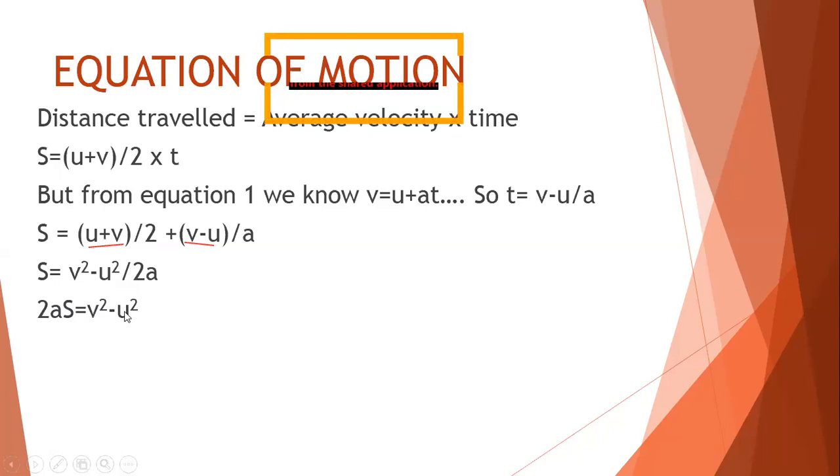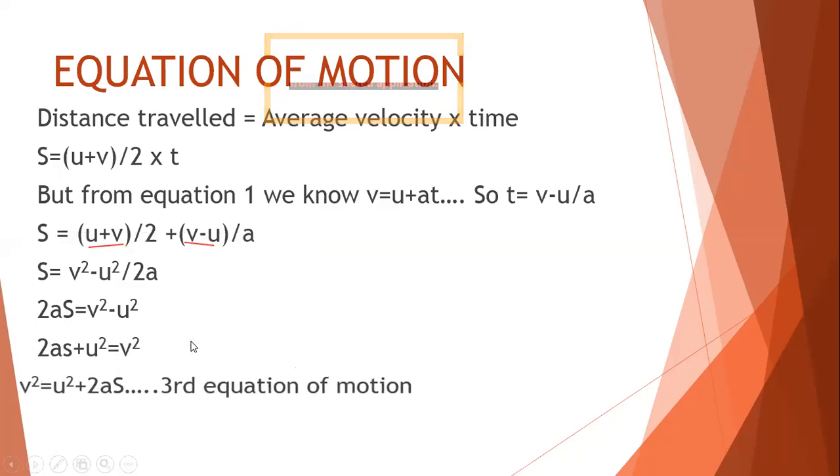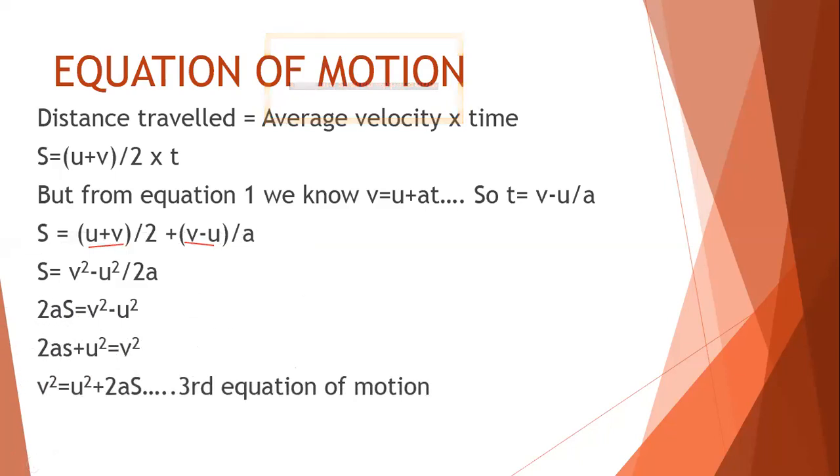Now this minus u square is shifted to the left hand side. So what will it become? It will become plus. So it becomes 2as plus u square is equal to v square. We are just rearranging it in a proper way, and we say v square is equal to u square plus 2as, and this is my third equation of motion. Please copy.